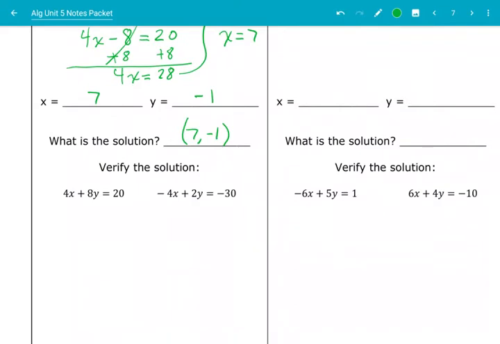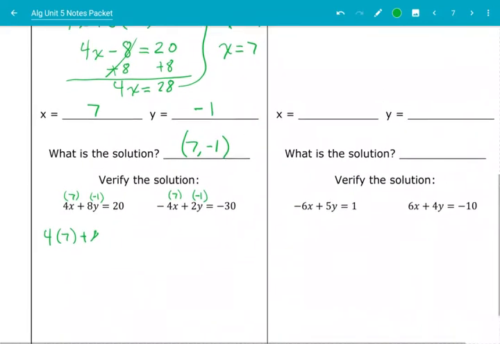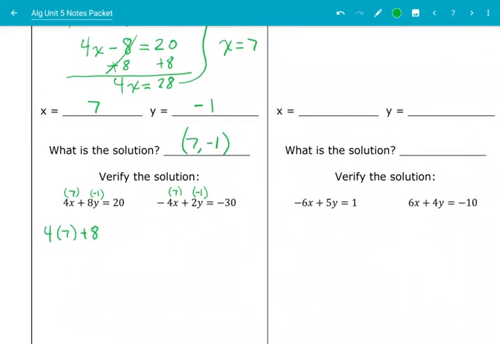We can plug both of these in, this x and the y. So this is 7, and this is minus 1. We'll plug those in just to make sure. So 4 times 7 plus 8 times a minus 1 equals 20. Let's see if that's right. This is 28 plus a minus 8, minus 8 equals 20. Yeah, 28 minus 8 is 20. There we go. That works.